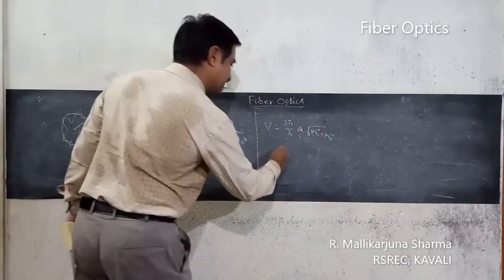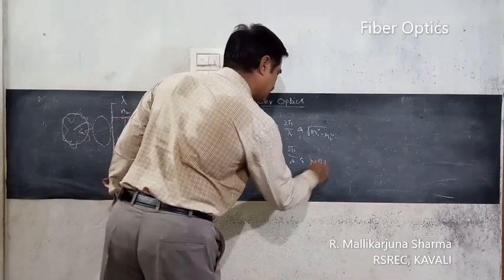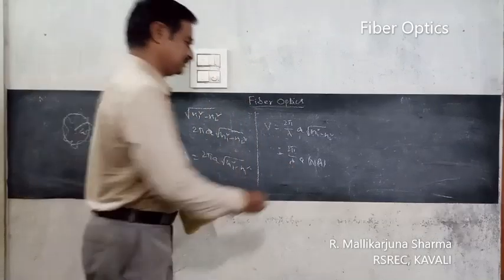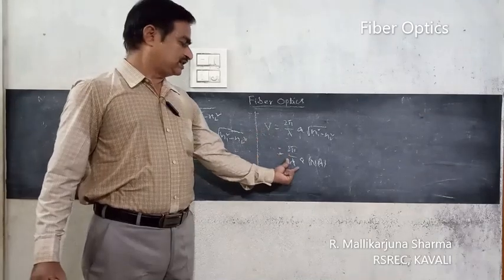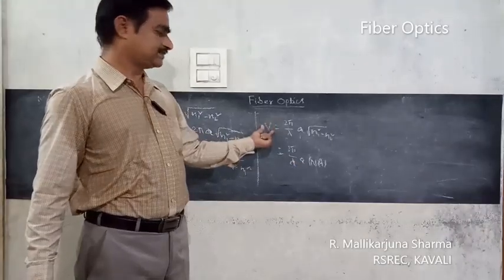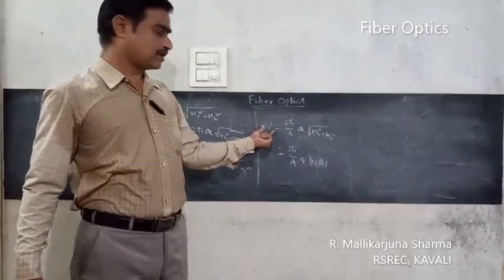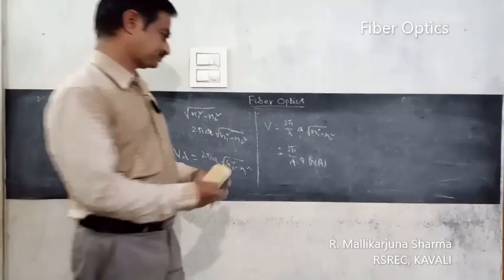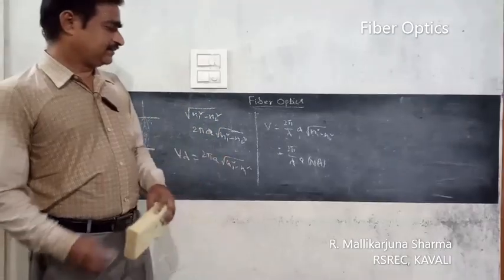This is the numerical aperture; that is, 2 pi by lambda into A into numerical aperture. This is called the V number. Up to this value of lambda, the modes are going to be propagated through the material. That's why it gives a cutoff for the lambda values, the number of waves that are going to be propagated.